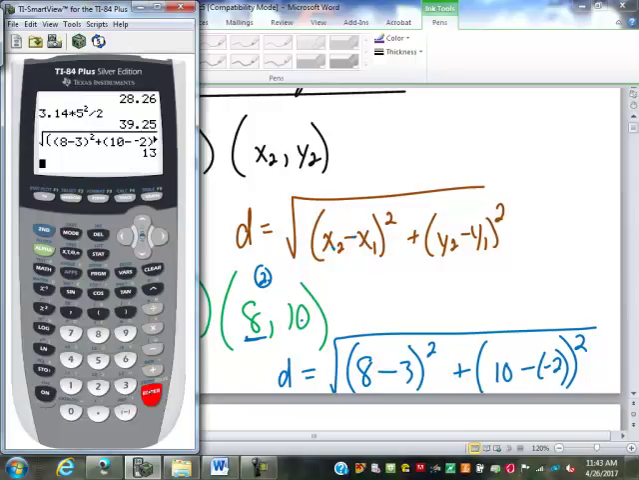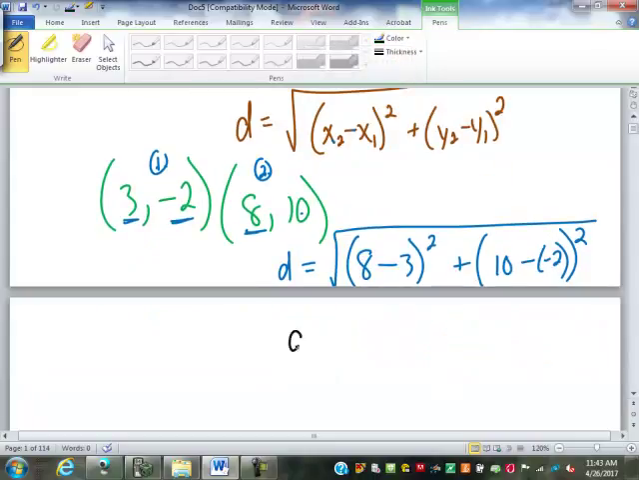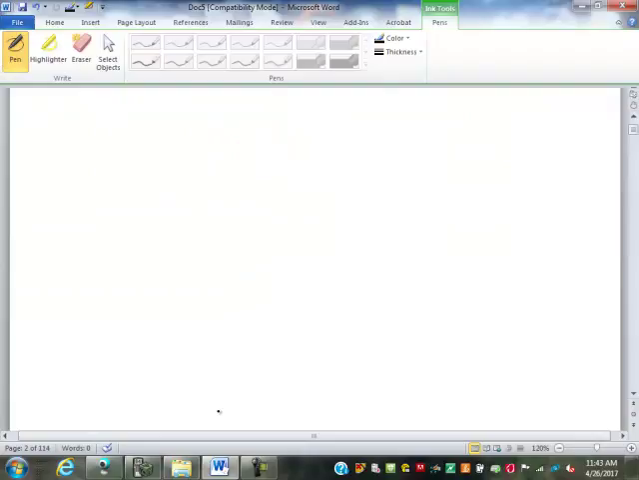So it comes out to be 13, which is exactly what we would have got doing it out by hand. So that distance is 13. So 13 units between those 2 points. Right here. Today we want to start looking at constructing equations.